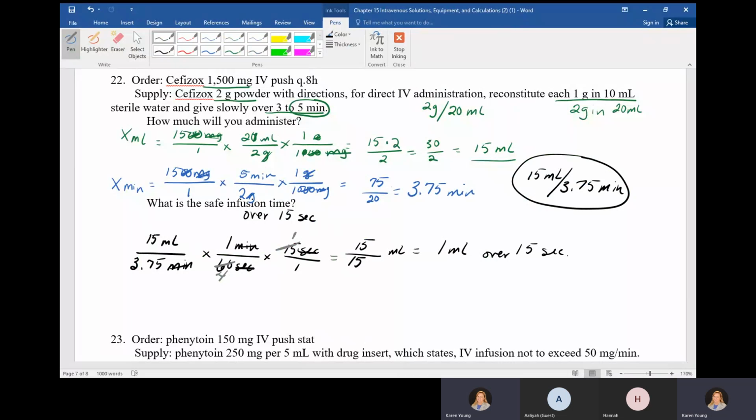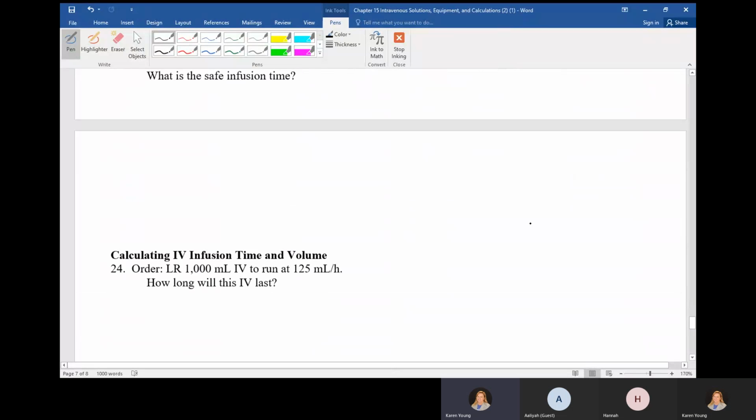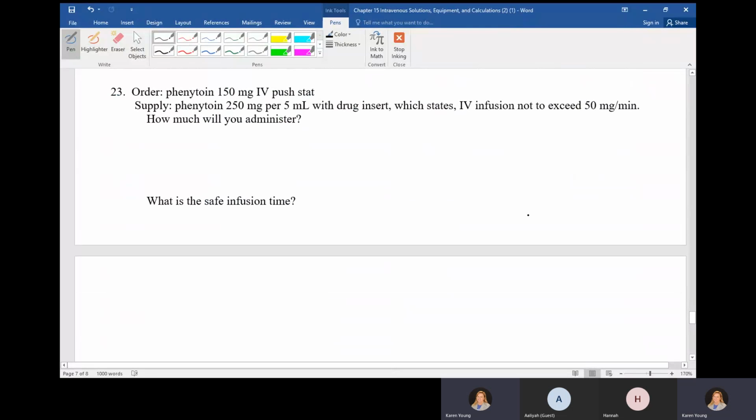We doing okay? It's a lot to take in today. Percent of variation and IV push, it's a lot to take in. All right. So let's look at the 23, which is the last one for the IV push. And I'm going to let y'all work it. Okay.